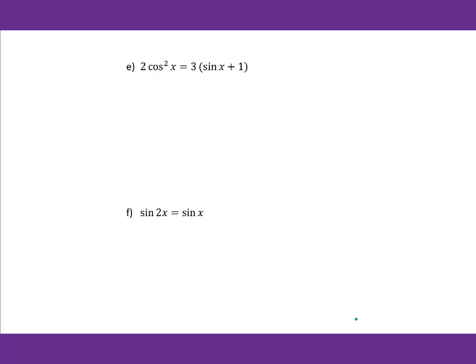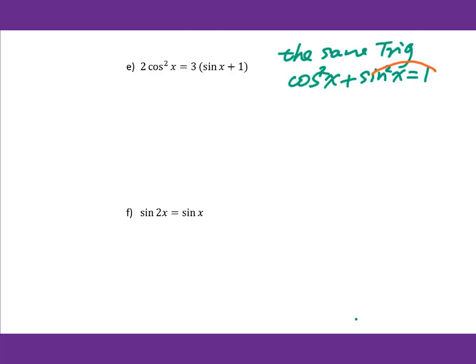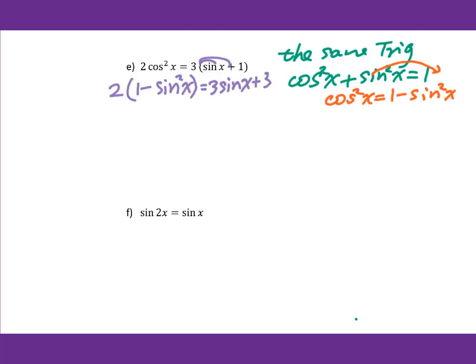Now let's go to E. Same thing, we need to make sure we have the same trig. So we know cosine squared x plus sine squared x equal to 1. Therefore, cosine squared x equals 1 minus sine squared x. So I change cosine squared x into 1 minus sine squared x, and by the distributive property, I got 2 minus 2 sine squared x equals 3 sine x plus 3.